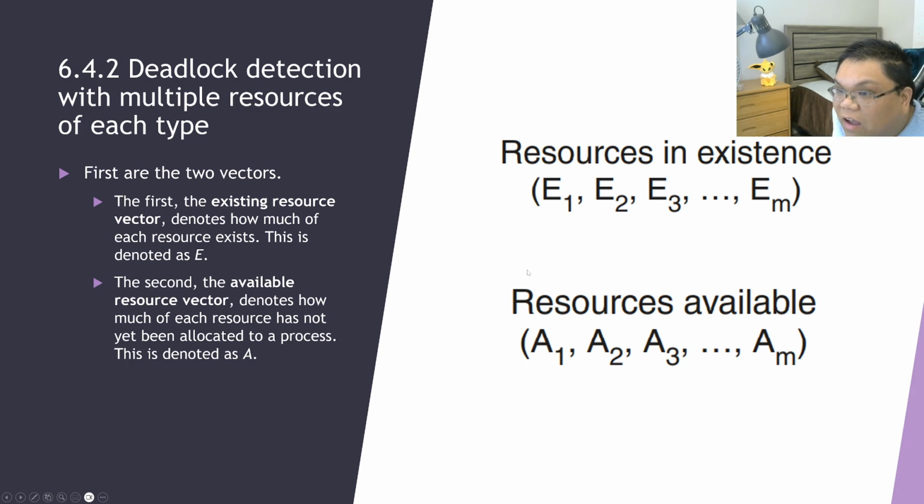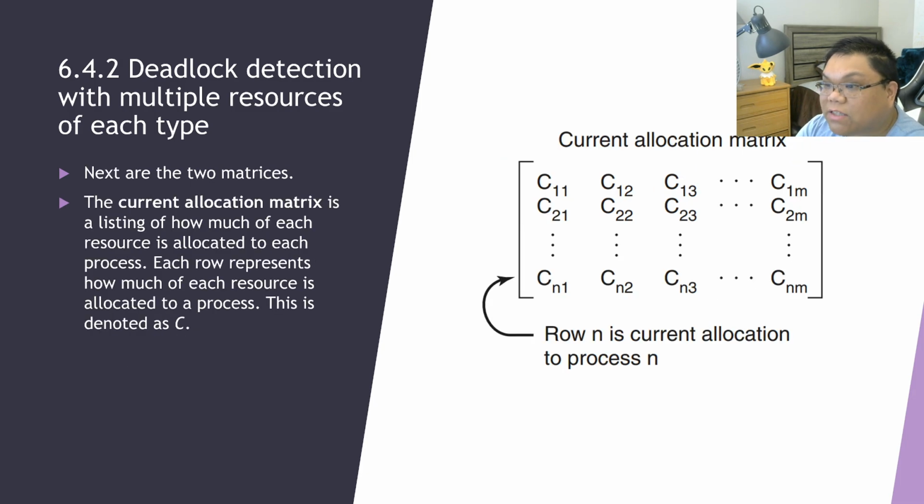The 2 vectors are the existing resource vector, denoted as E. This says how much of each resource exists. The second one is the available resource vector. This denotes how much of each resource has not yet been allocated to a process. This is vector A. Next are the 2 matrices.